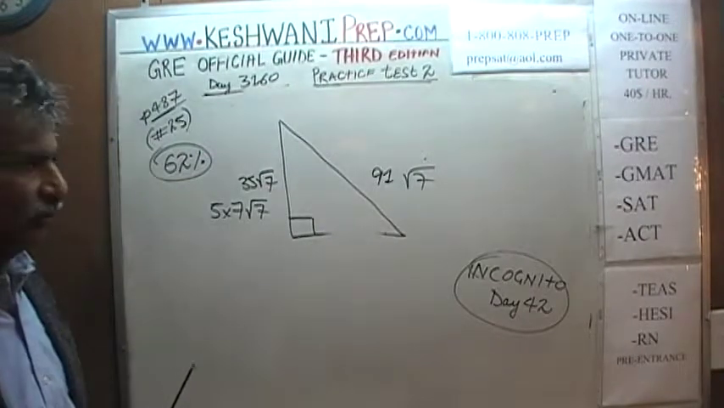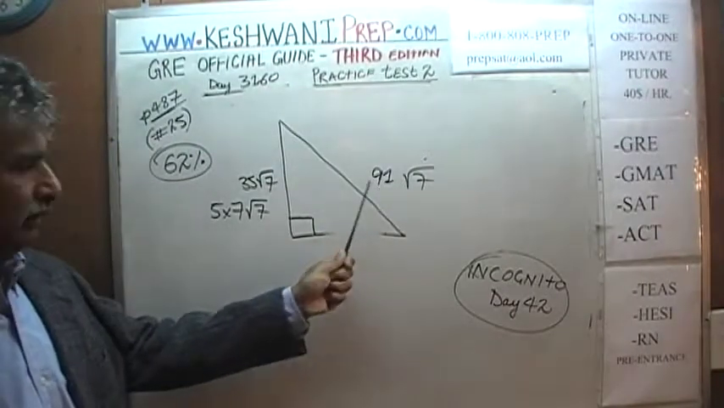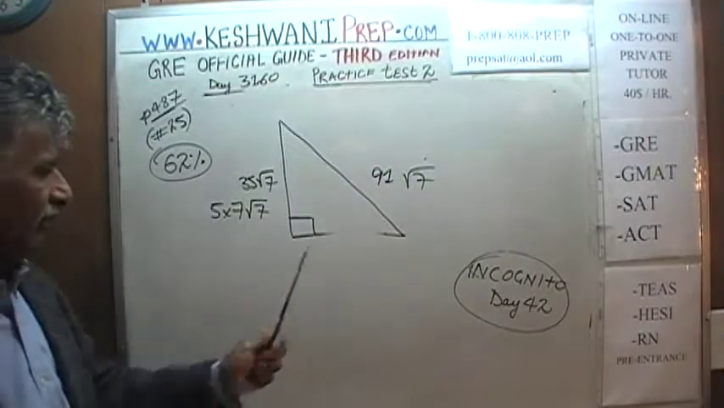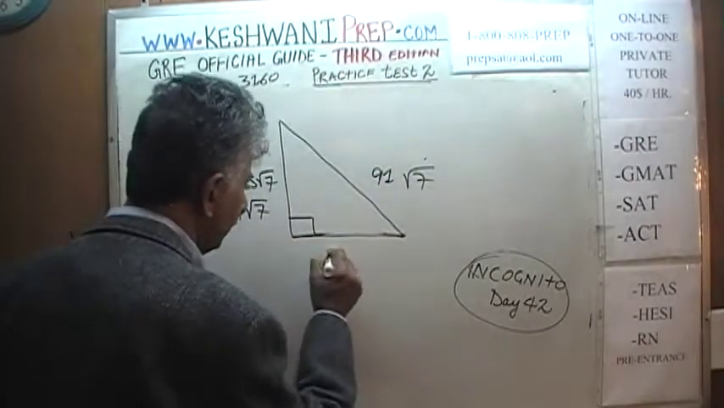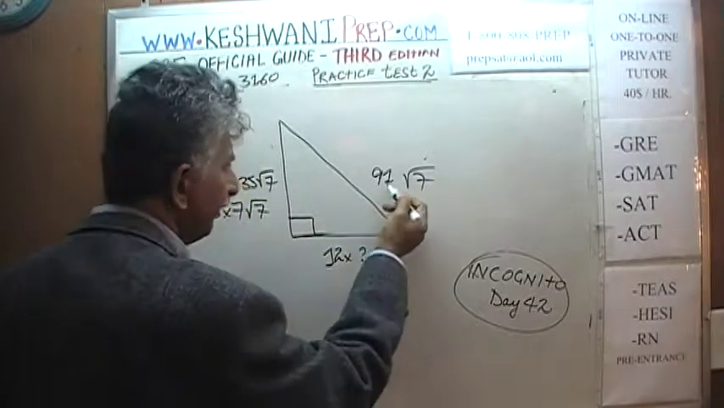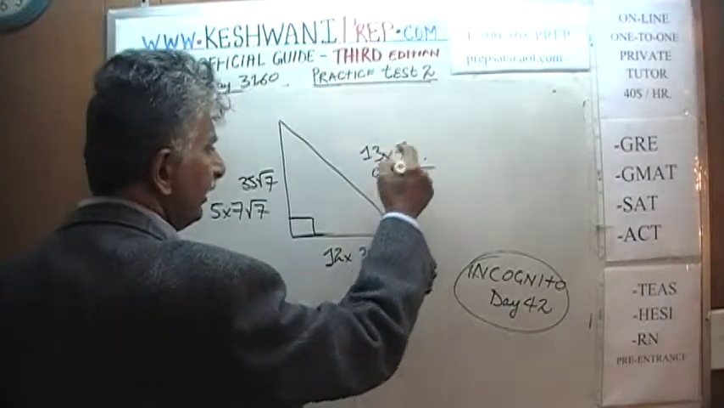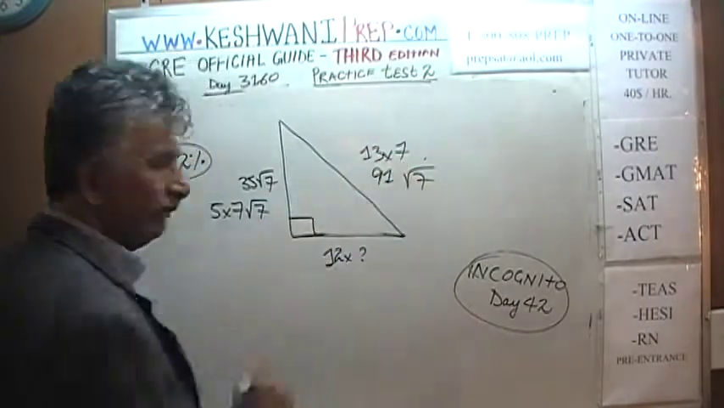This is what I intended to do, in which case you will ask yourself, is this a multiple of 13? 5, 12, 13. If this is 5, then this missing side would have to be 12 times something, but this would have to be 13 times. So if this is 5 times 7, is this quantity 91, 13 times 7?